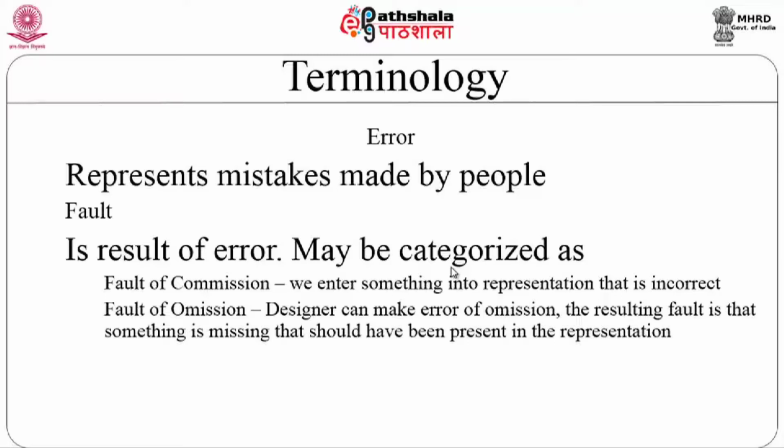In the fault of omission, the designer can make an error of omission. The resulting fault is that something is missing that should have been present in the representation. For example, equal to is missed. This is called fault of omission. Omission is, it is not represented.